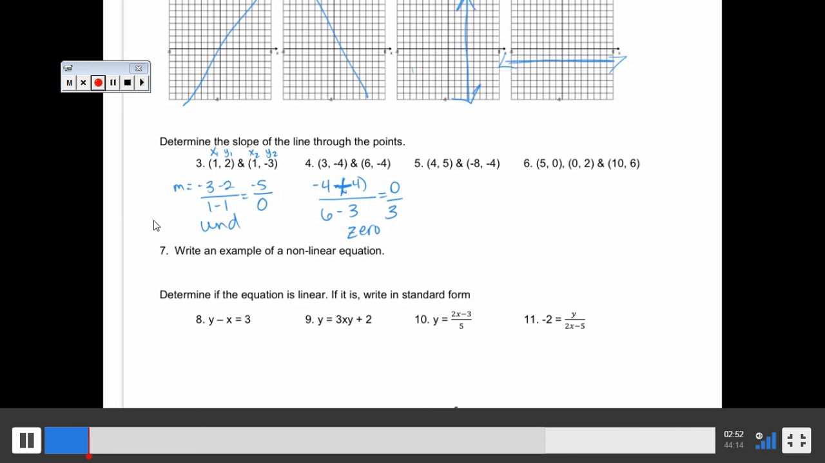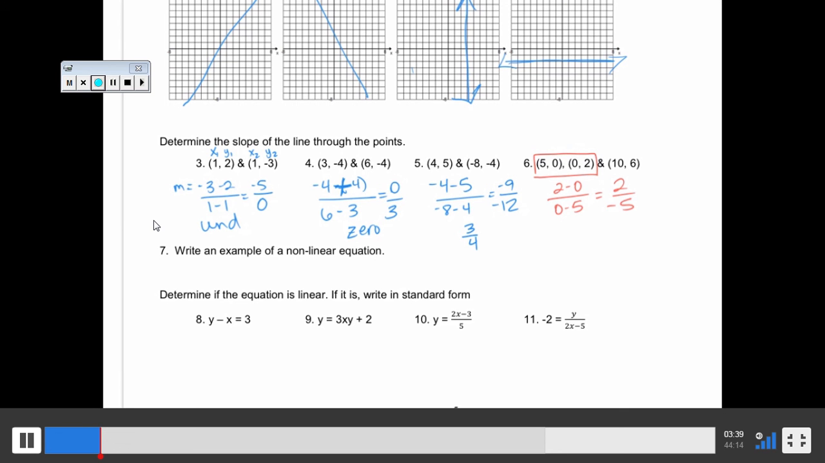And then for number 5, we've got negative 4 minus 5 over negative 8 minus 4. So that is negative 9 over negative 12. Remember that it is best to leave slopes as fractions. So if I reduce that, it's going to be a positive 3/4. And then number 6 is just trying to be tricky. You just have to pick 2 of those points to use to find the slope. So I'm going to pick the 2 with the smaller numbers. So I have 2 minus 0 over 0 minus 5, and that slope is going to be 2 over negative 5.